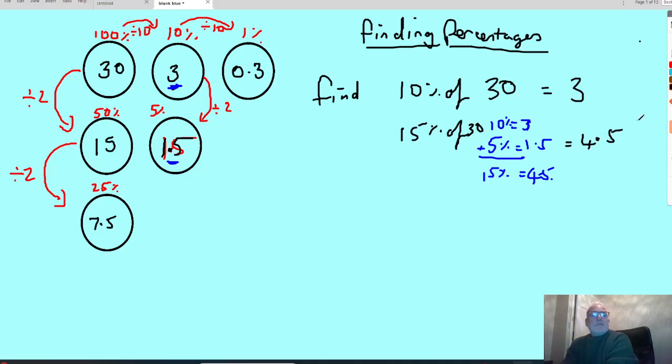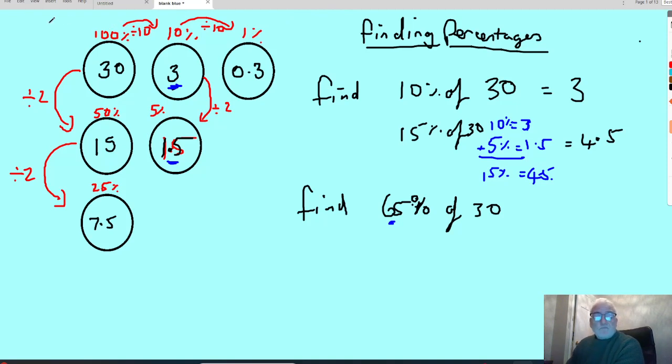And it doesn't matter what percentage you need to calculate, you can always find this, especially if it's an integer value, a whole number value. Let's try something more difficult. So if I wanted to find 65% of 30. Okay, 65% of 30. I've got to think, how can I make 65 using the values of 100, 50, 25, 10, 5 and 1.